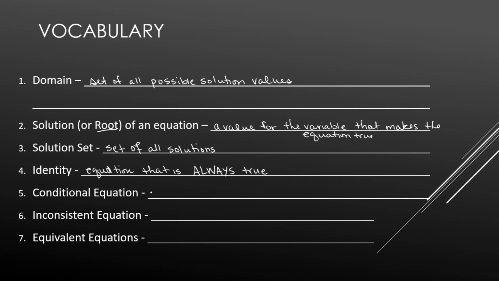A conditional equation has a finite solution set. So there is just a set of numbers. I could list them out. It might be one solution, it might be 10, but I could make a list of all the numbers that make that equation true. An inconsistent equation has no solution, so it is never true.